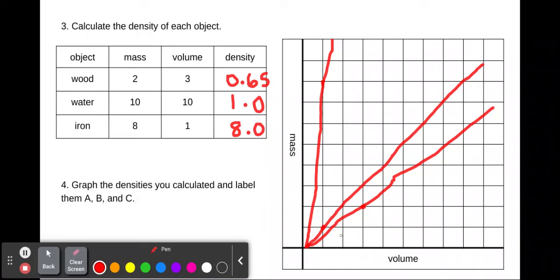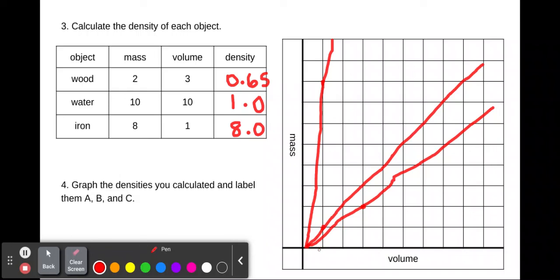And you can see that those 3 lines are very different. So we would say that the densities of these materials appear to be very different. If we had another piece of iron, we would expect that its point would fall on this line here. If we had another sample of water, we would expect that its point would fall on this line here. And if we had another sample of wood, we would expect it to fall on this line here.